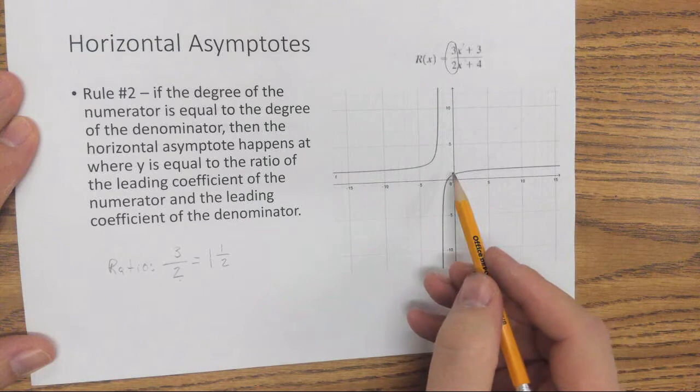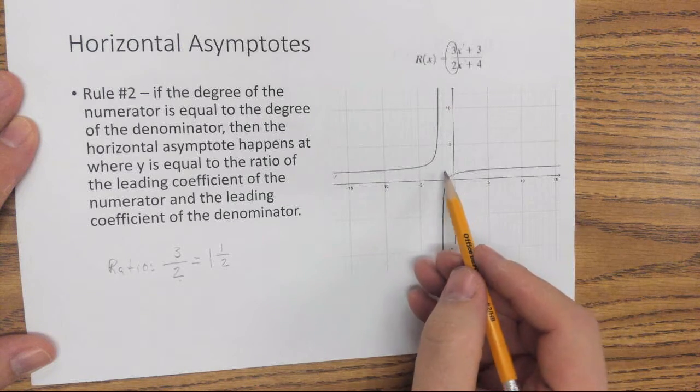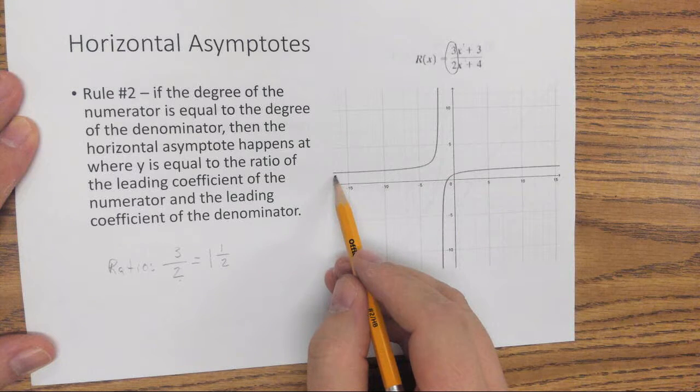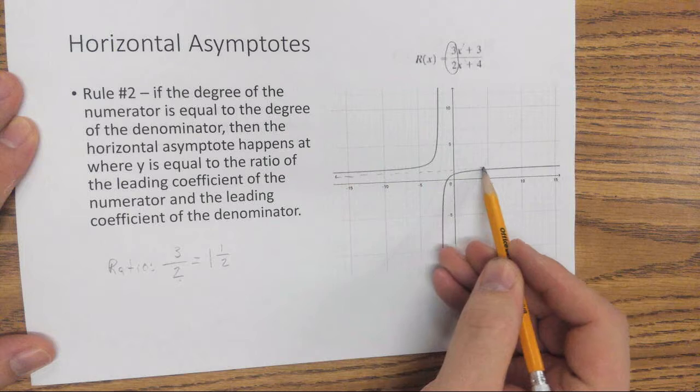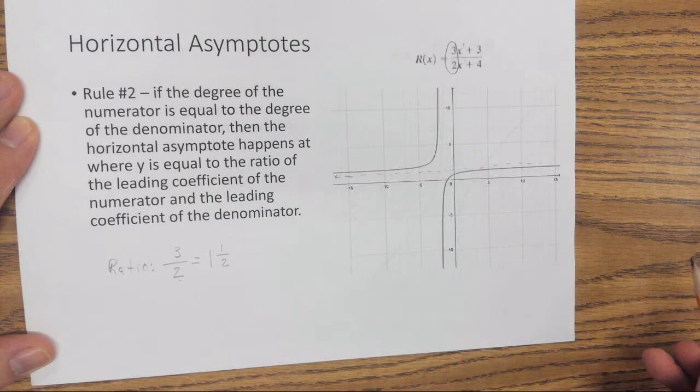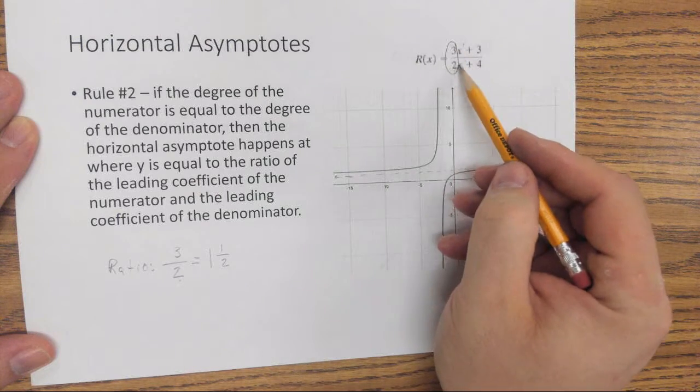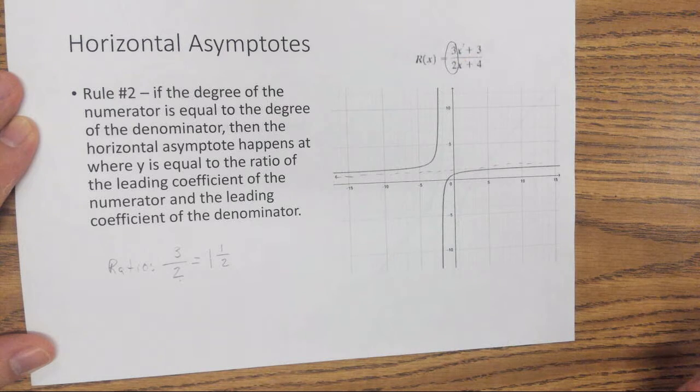Which means that looking here at my graph, my horizontal asymptote is right here at 1.5. Okay? That's really all there is to that. You just look at the ratio of the leading coefficients. Okay?